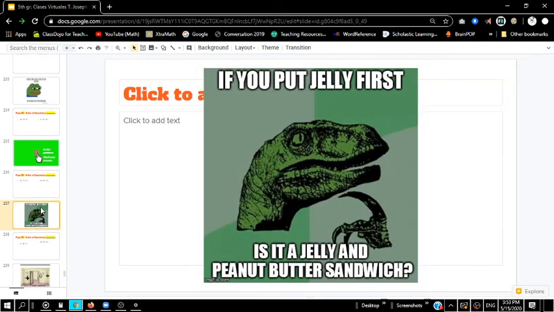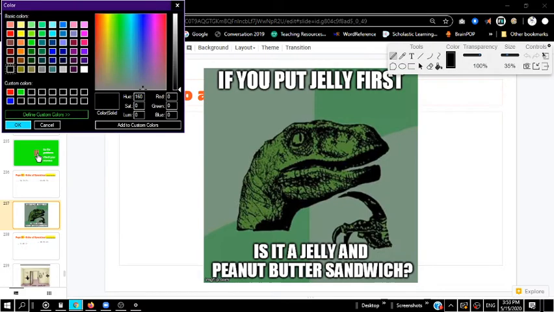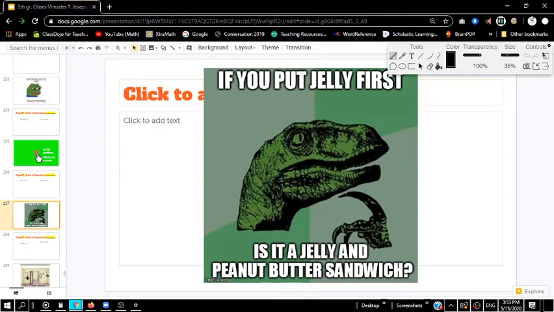Just one quick little meme that has to do with order of operations. Here's the question. It says, if you put jelly first, is it a jelly and peanut butter sandwich? Normally in English, we would say a peanut butter and jelly sandwich, right? So that's actually the joke. So you're switching the order. All right, let's do that problem.